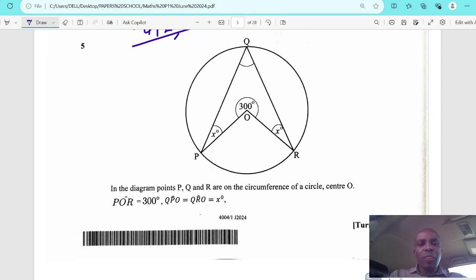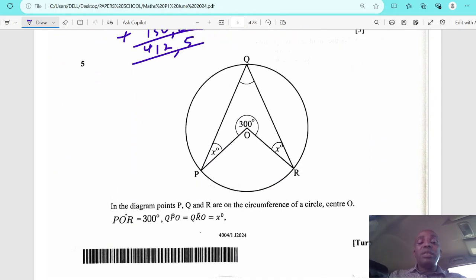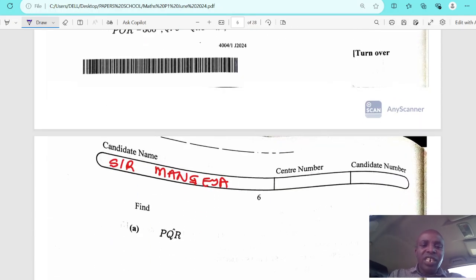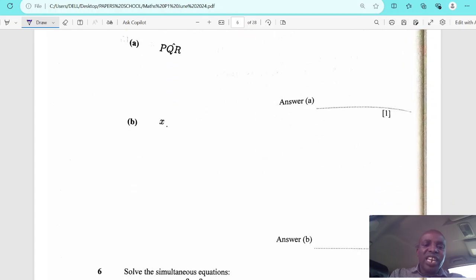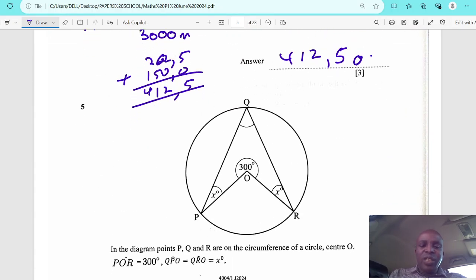Next, in the diagram, points P, Q, and R are on the circumference of a circle with center O. Angle POR is 300 degrees, and angle QPO equals angle QRO equals x degrees. The question says find angle PQR and find x. Let's just find everything here.